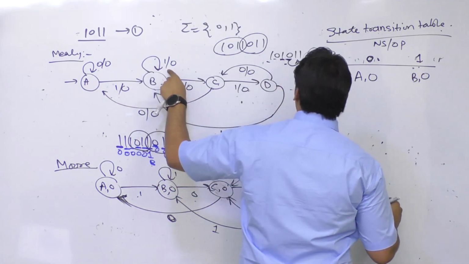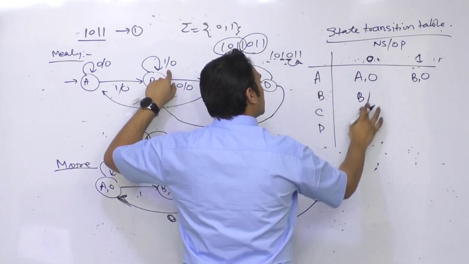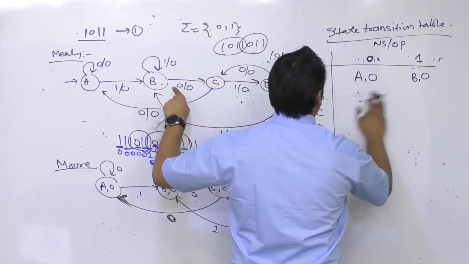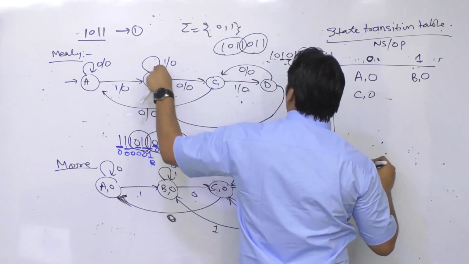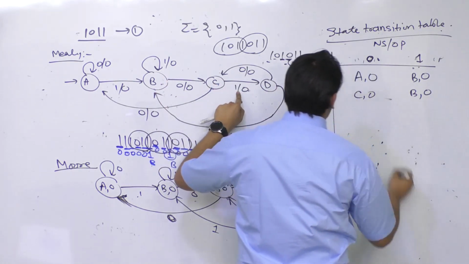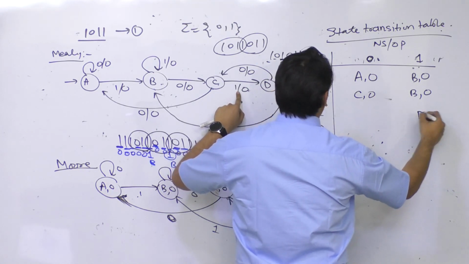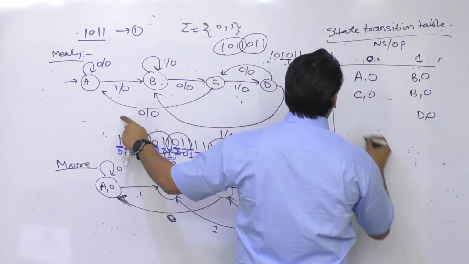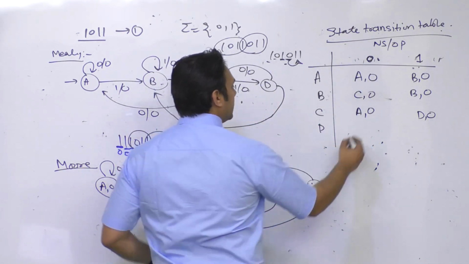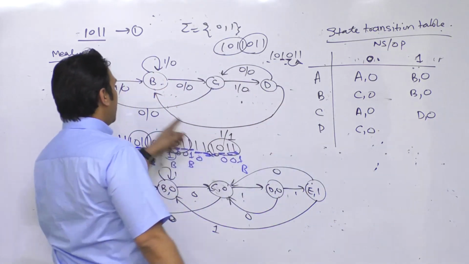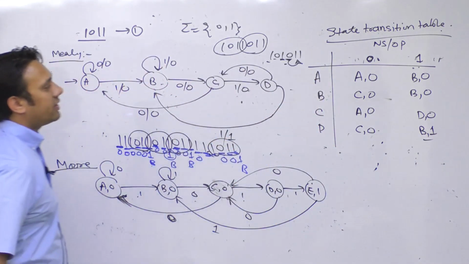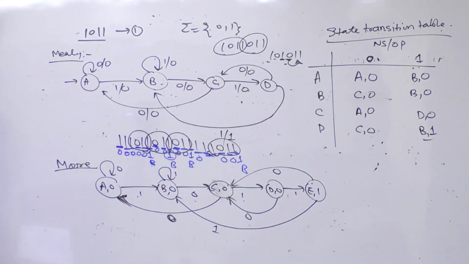In state B, if you give a 1, you go to state B again, the output is 0. In state B, if you get a, sorry, this is for 0. For 0, you go to state C and the output is 0. For 1, you go to state B and the output is 0. In state C, if you get a 1, you go to state D and the output is 0. In state C, if you get a 0, you go to state A and the output is 0. In state D, if you get a 0, you go to state C and the output is 0. In state D, if you get a 1, you go to state B and the output is 1. This is the state transition table in the case of a Mealy machine.